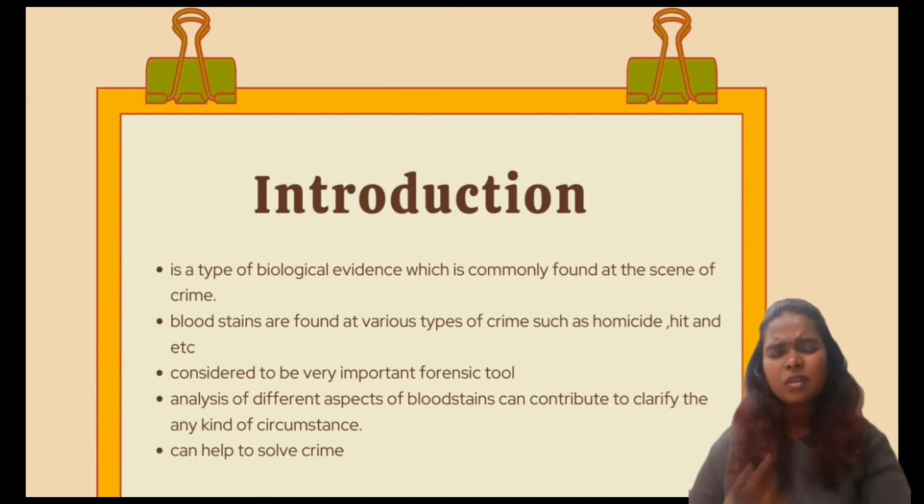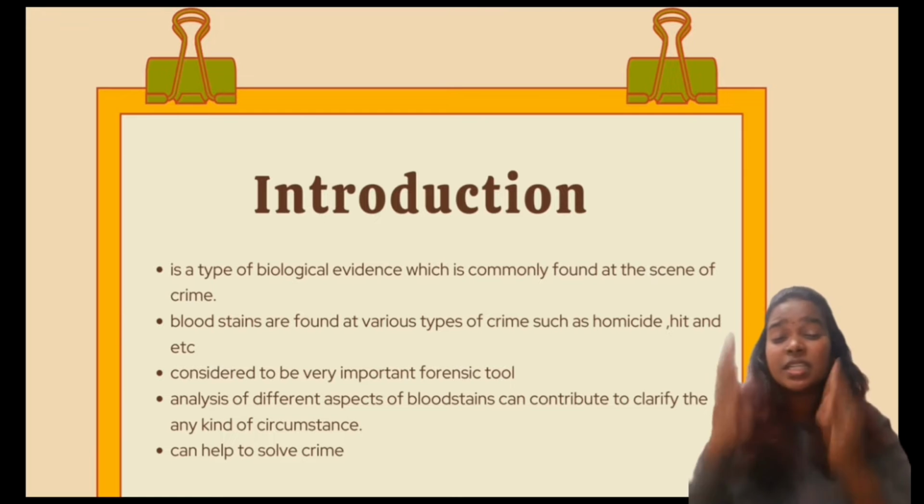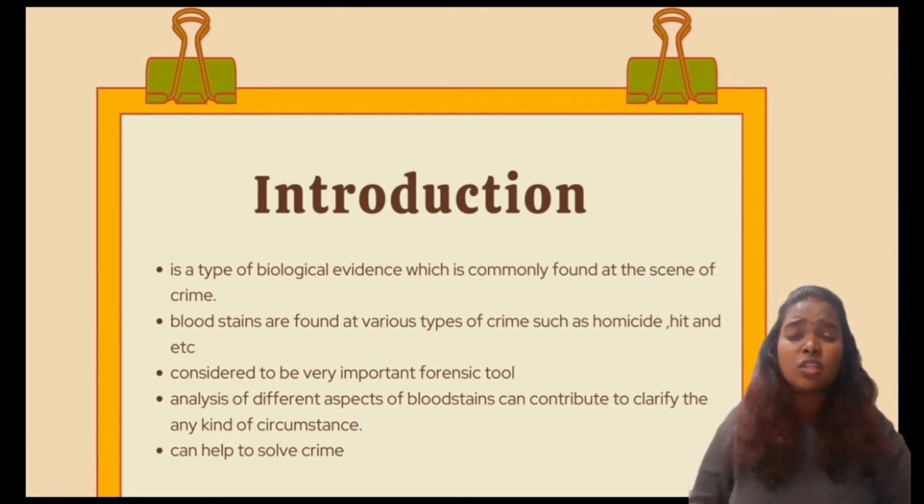Blood is a type of biological evidence which is commonly found at crime scenes. Blood stains are often found at various types of crime scenes such as hit and run, assault, child abuse, rape, robbery, etc. It is also used for DNA extraction and establishing paternity tests. Since blood contains valuable information, it is considered a very important forensic tool.